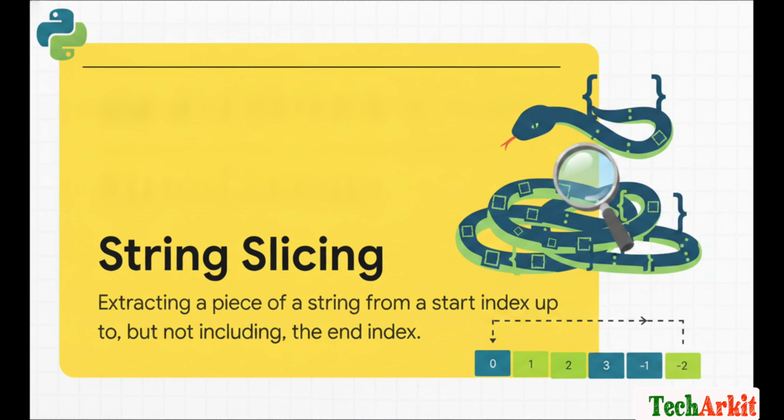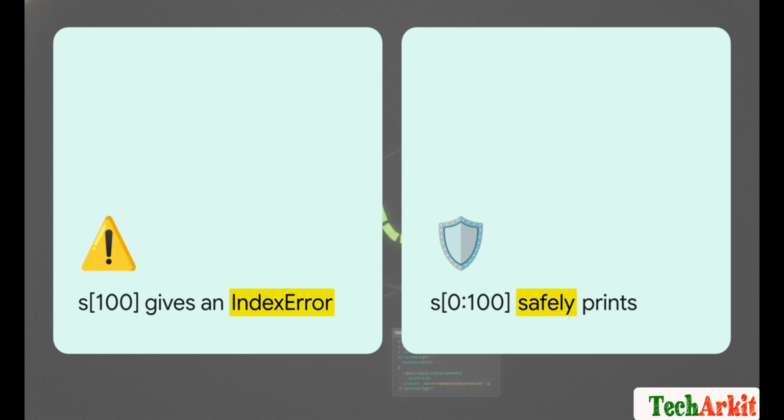Now, because strings are basically just sequences, we very often need to extract just a tiny piece of them. This is known as string slicing. By using square brackets and a colon, you're telling Python exactly where to start and where to end. Keep in mind that Python uses zero-based indexing, meaning the very first character is at index 0. But the absolutely most crucial part to remember here is that slicing extracts from the start index up to, but not including, the end index. You can even use negative indexing, where -1 is the very last character, if you want to read right to left.